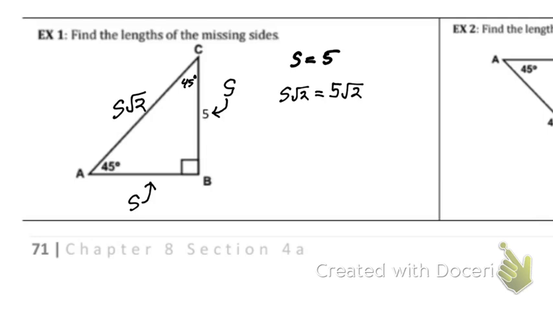That's all the information you need from a 45-45-90. Because if I have S equals 5, I have this length, and if I have S square root of 2 and what that equals, I have this length. So now it's just writing down that AB is going to equal S, which is 5, and our length AC is going to equal 5 square root of 2.